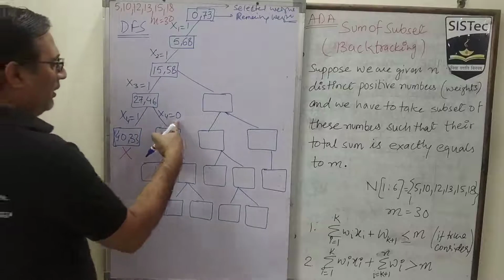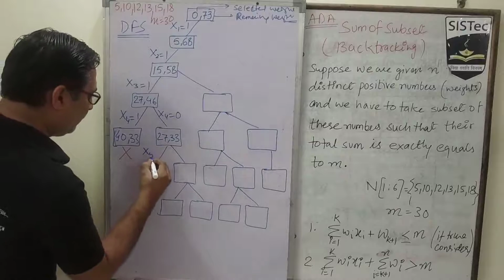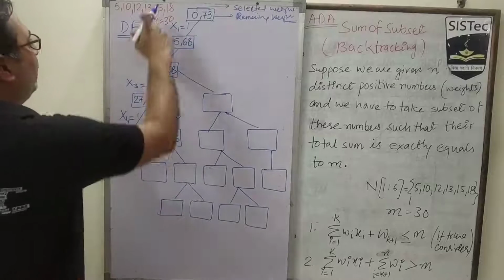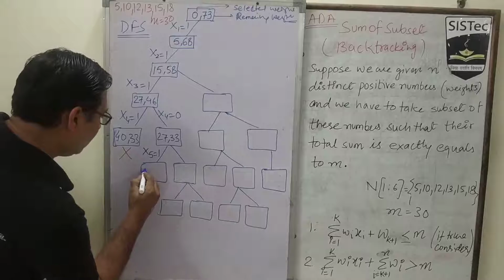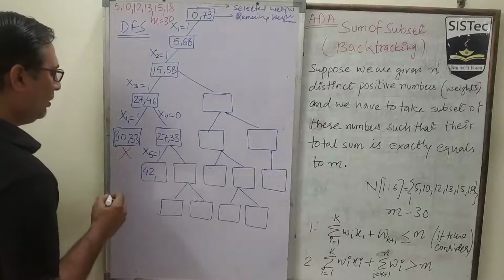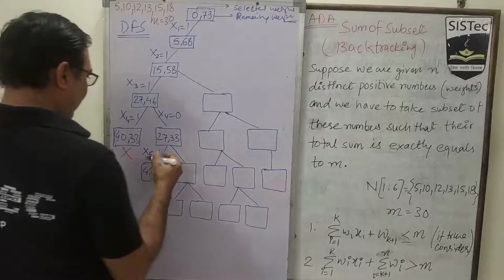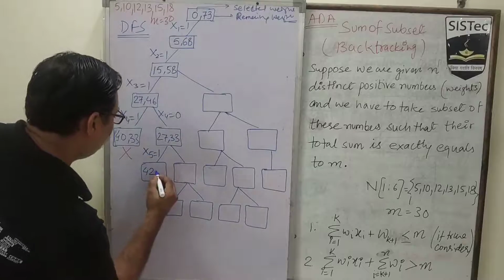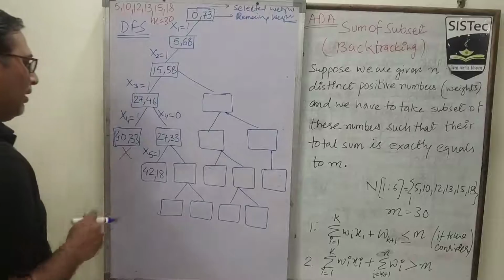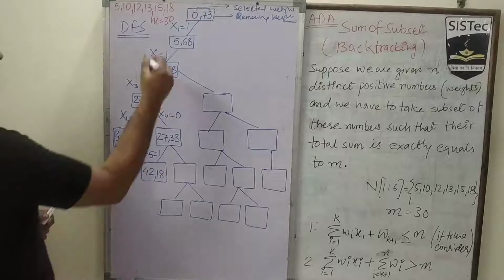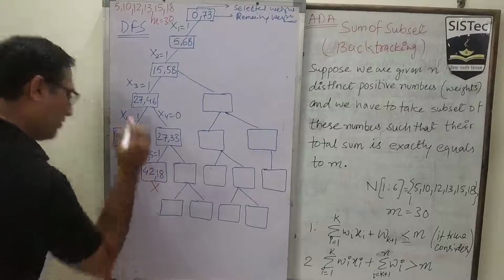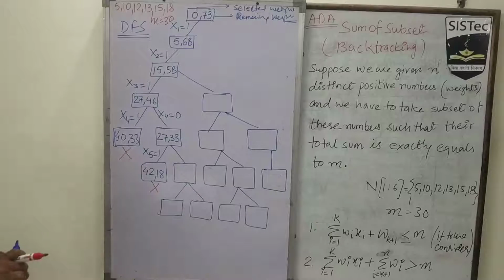Now, after not selecting x4, we go for the fifth weight. We will select the fifth one, that is 15. This will be 42 and the remaining weight will be 80. Again it exceeds 30. So we will stop this solution, or we will discard this one.